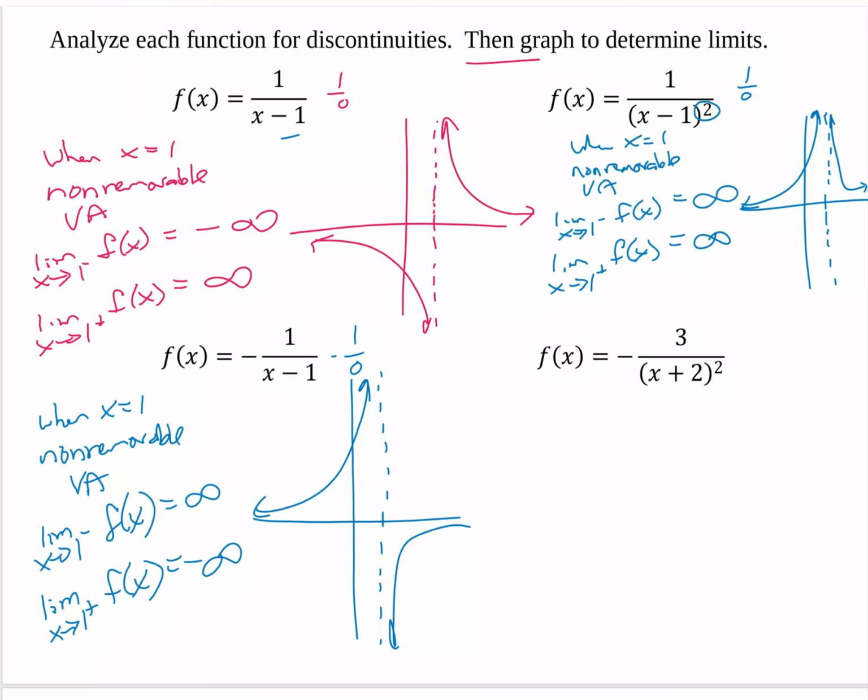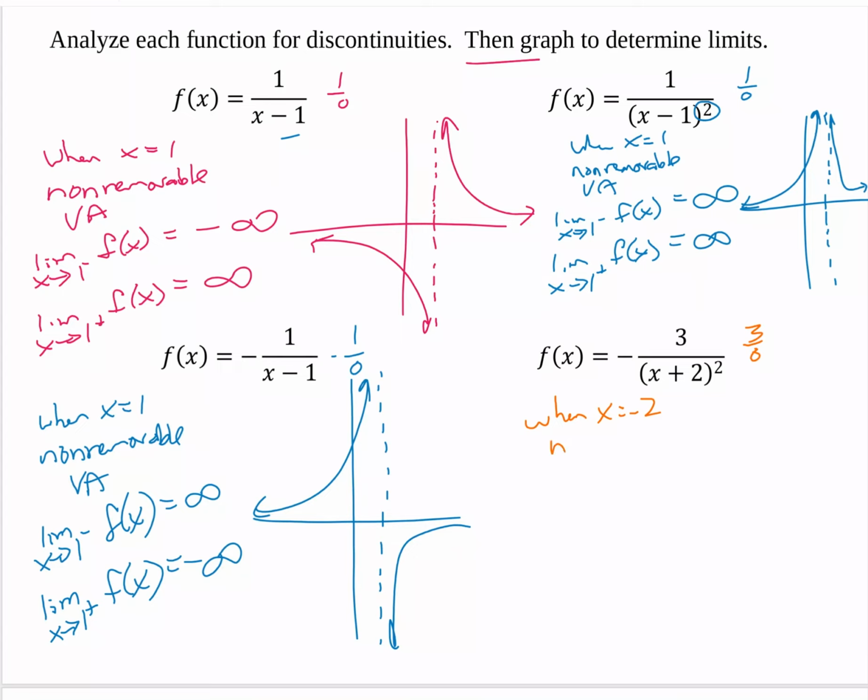Okay, this one is slightly different than the other three. Is there a discontinuity in this one? Yeah, at negative 2. Oh, I'm stupid. Negative 2 plus 2 is 0, 0 squared. So we do get 3 over 0 when we plug in negative 2, right? So when x equals negative 2, what happens?